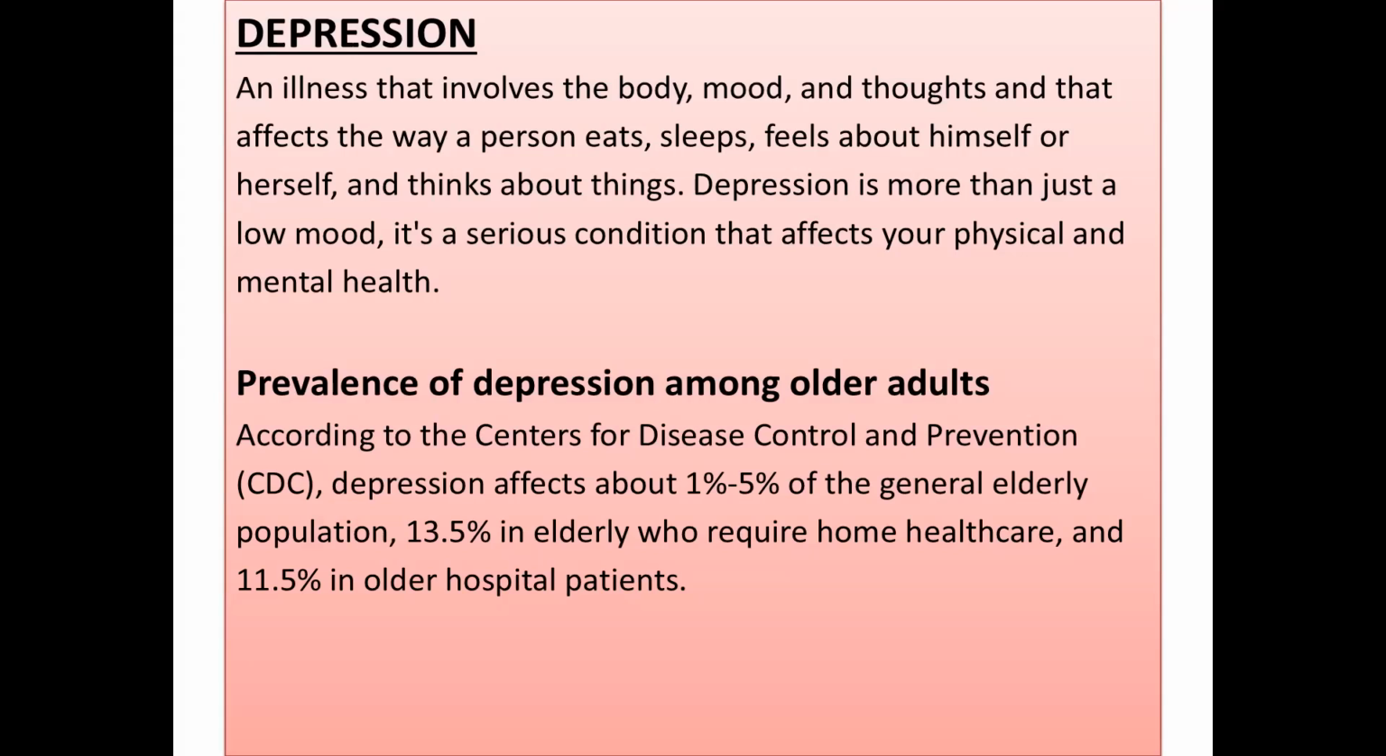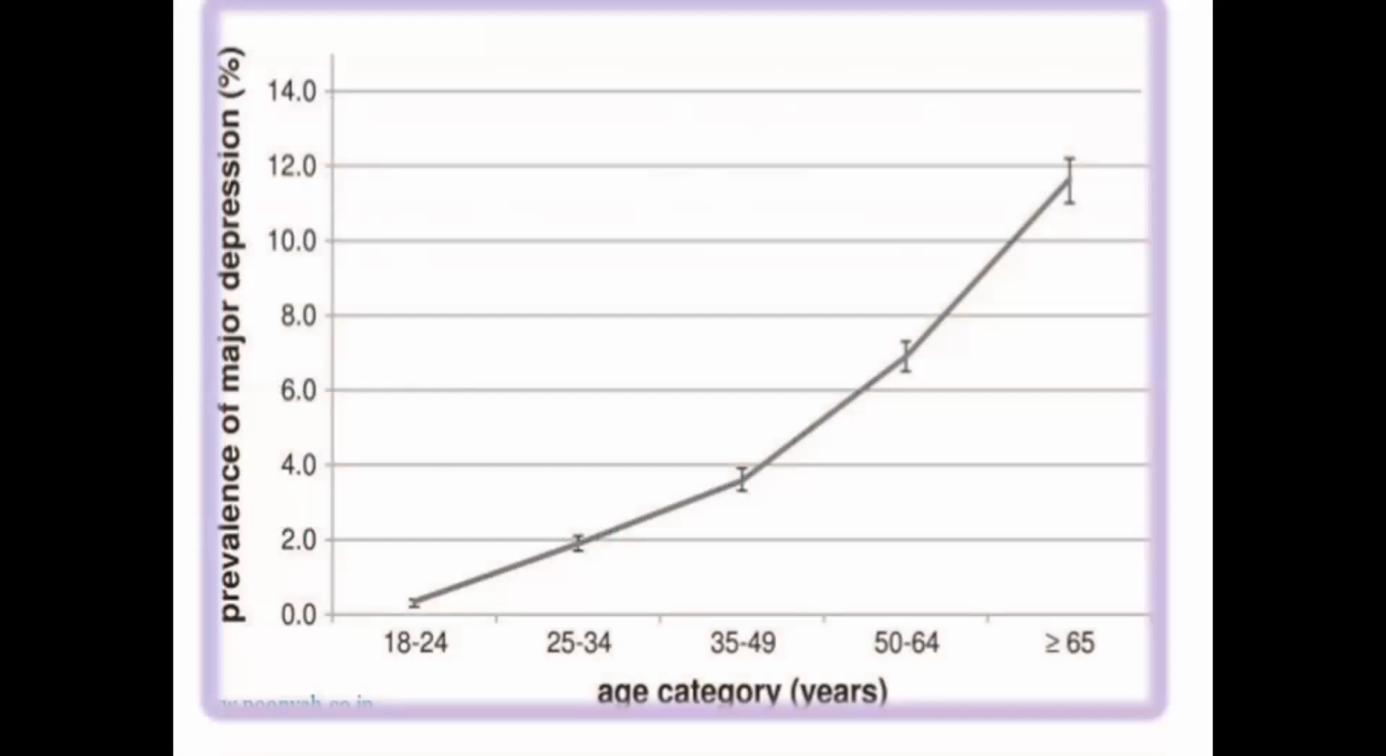Prevalence of depression among older adults. According to the Centers for Disease Control and Prevention, depression affects about 1 to 5% of the general elderly population, 13.5% in elderly who require home health care, and 11.5% in older hospital patients. Here we can see that more than 10 to 11% of elderly people are affected by depression. As the age increases, the number of cases of depression increases.